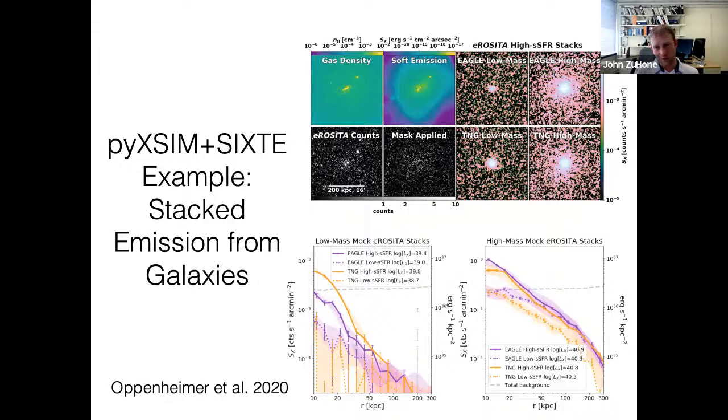Here is a really nice paper and some ongoing work in various directions by Ben Oppenheimer, where he observed galaxies from the Eagle and TNG simulations using the eROSITA model, and then he stacked the galaxy images to basically determine if you could use surface brightness profiles to distinguish between different models. So if you had like the 4-year eROSITA data, could you see if, say, the Eagle simulation or the TNG simulation was a better fit for predicting the circumgalactic medium around galaxies?